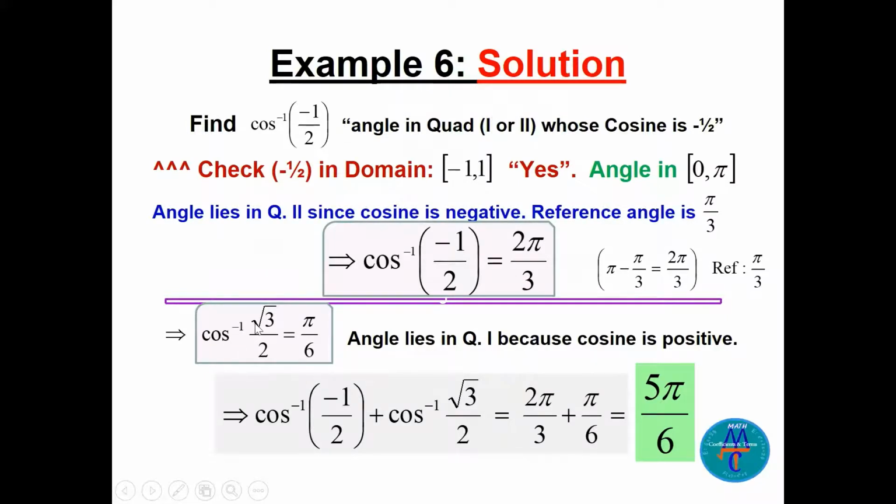Now, cosine inverse of square root of 3 over 2. What is the angle whose cosine is this? That's positive, so it is in quadrant 1. That will be pi over 6. So we can add 2 pi over 3 plus pi over 6, multiply here by 2 to make the LCD 6. So 5 pi over 6 is the answer.